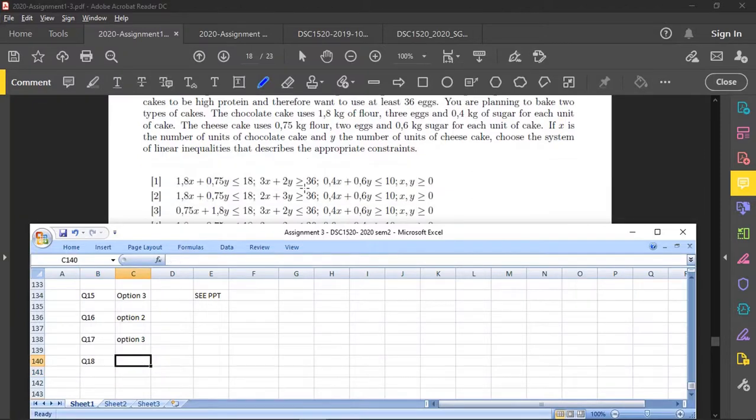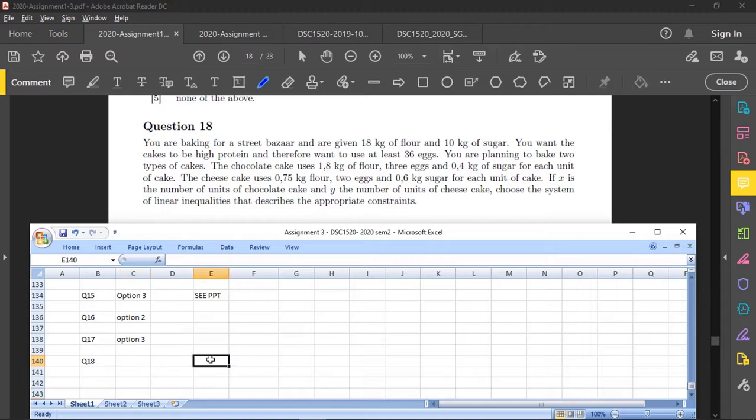Question 18 is looking at inequalities. You are baking for a street bazaar and are given 18 kilos of flour and 10 kilograms of sugar. You want the cakes to be high protein and therefore want to use at least 36 eggs. You are planning to bake 2 types of cakes. The chocolate cake uses 1.5 kilograms of flour, 3 eggs, and 0.4 kilograms of sugar for each unit of cake. So that's chocolates.